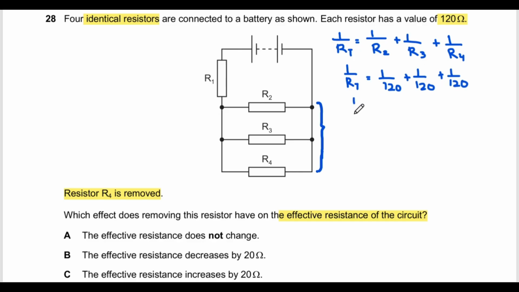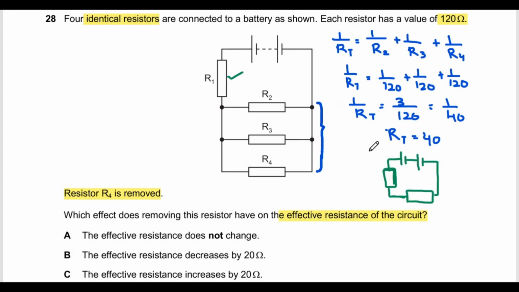Doing the further simplifications, it would be 1 over RT equals 3 over 120, and the final effective resistance would be 40 ohms. So RT equals 40 ohms for these three, R2, R3 and R4, which are in parallel. Now, if I want to get the effective resistance including R1 also, the circuit will look like this.